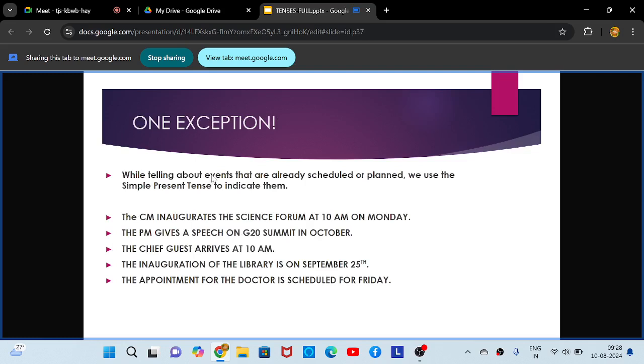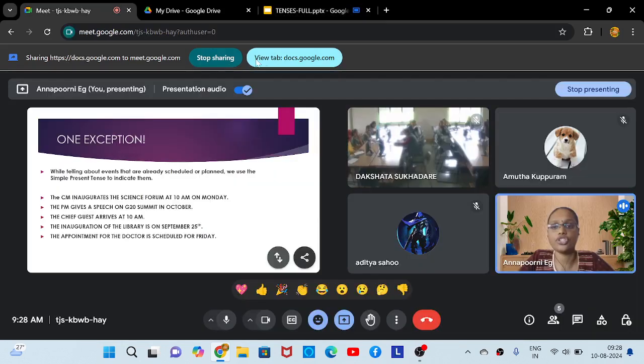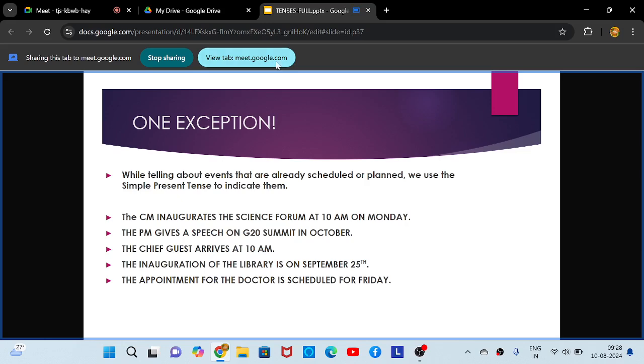Yes, there is one exception when it comes to future tense. This is a relationship between simple future and simple present tense. This is very, very important. As teachers, you must definitely know this. So what is that one exception? Let's see. While telling about some events that are already planned or scheduled in the future, we use the simple present tense to indicate them.